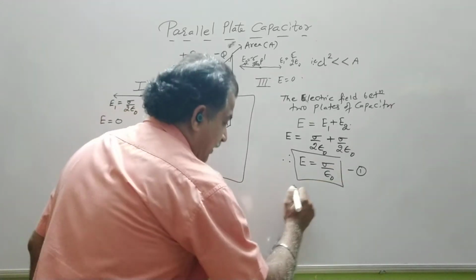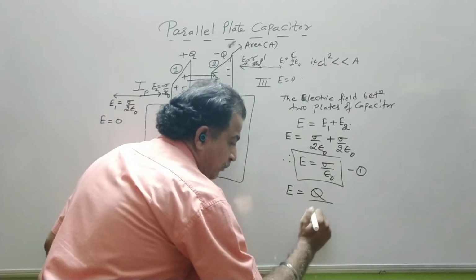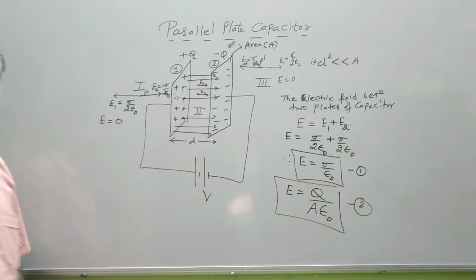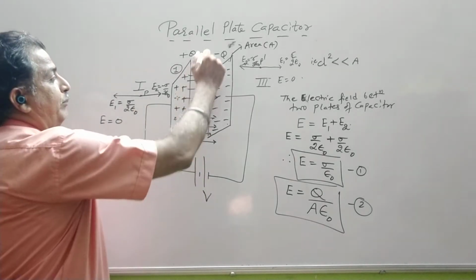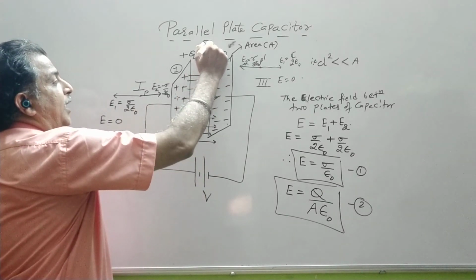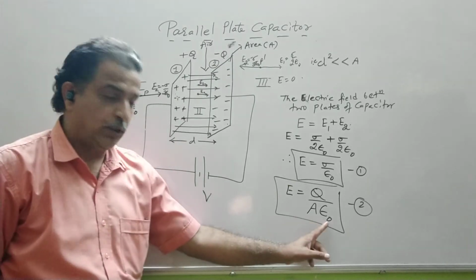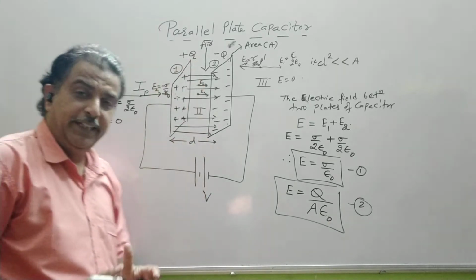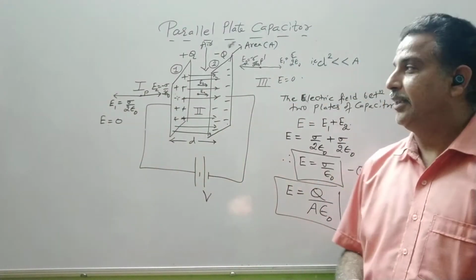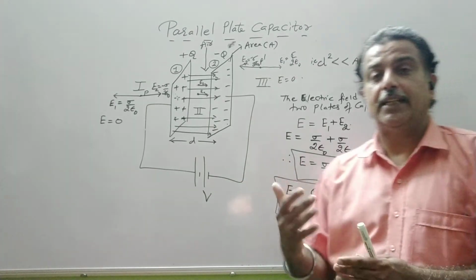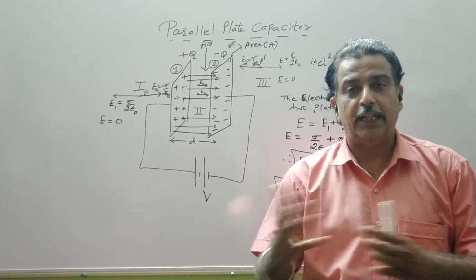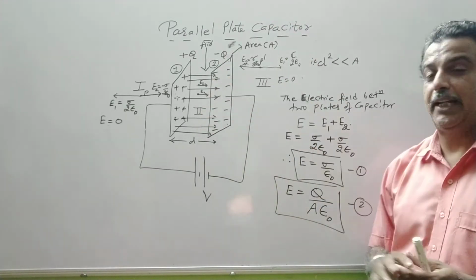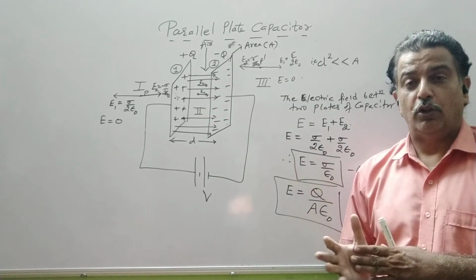Now sigma is equal to charge upon area, so E can be written as Q upon A epsilon naught. Again, we have taken the medium between the two plates as vacuum or air, so we have taken the permittivity of free space. If we introduce any medium, say a dielectric medium, then we will see whether the capacitance will decrease or increase. We will see this by proving what the effect on the electric field will be when we introduce the dielectric medium.